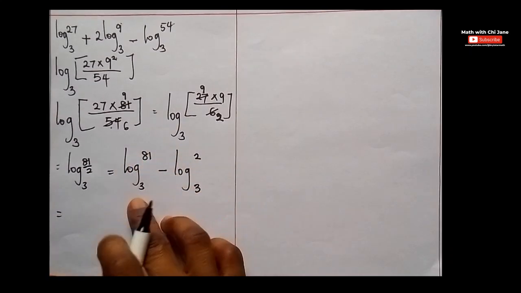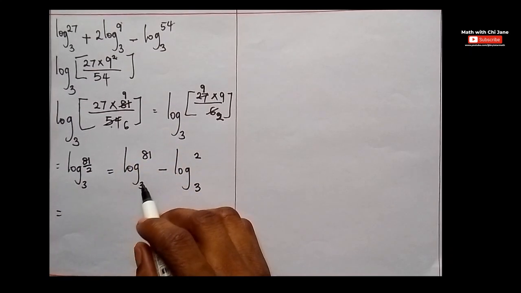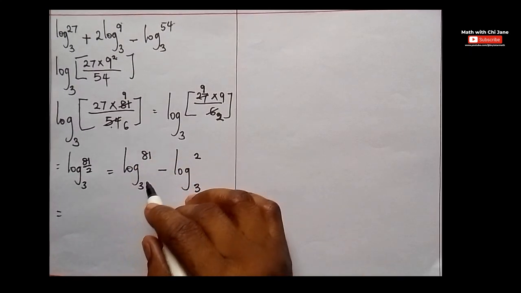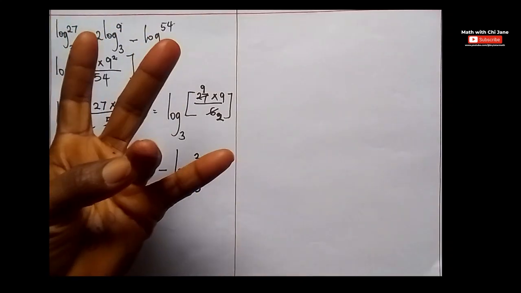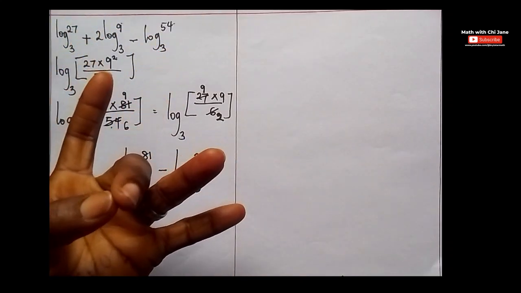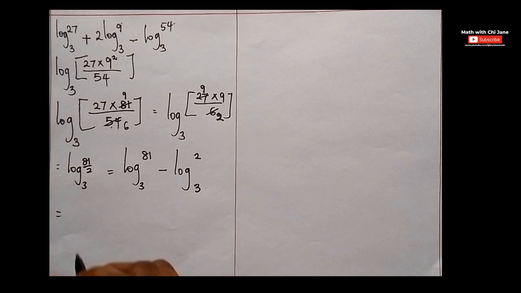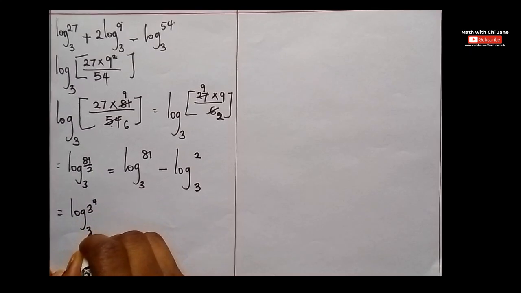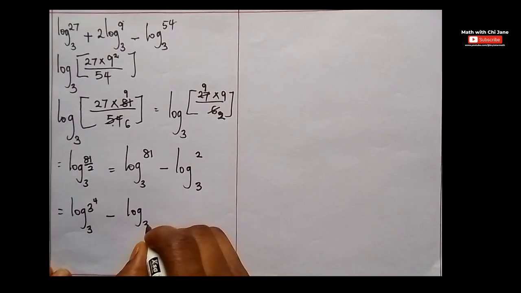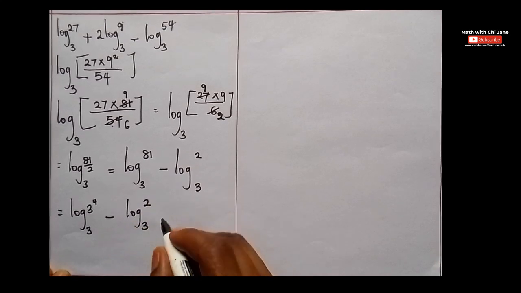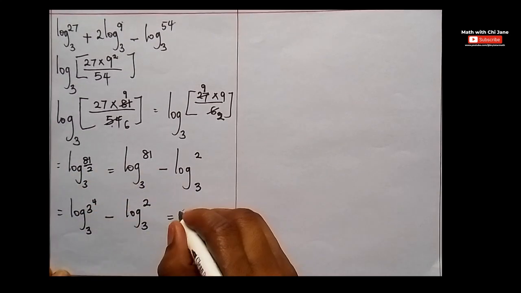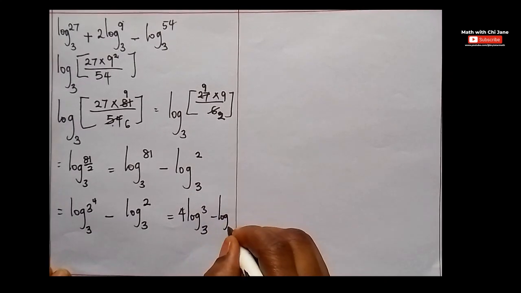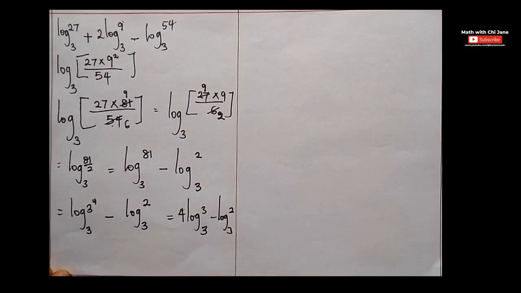So log 81, remember the definition of log is the number of times the base will be raised to the power to give the number. So the number of times 3 will be raised to the power is 4. That's 3 times 3, that's 9, 9 times 3, 27, 27 times 3, that's 81. That will be 4 times. So we have log 3 raised to the power of 4 base 3 minus log 2 base 3. So the 4 moves in front, that will be 4 log 3 base 3 minus log 2 base 3.